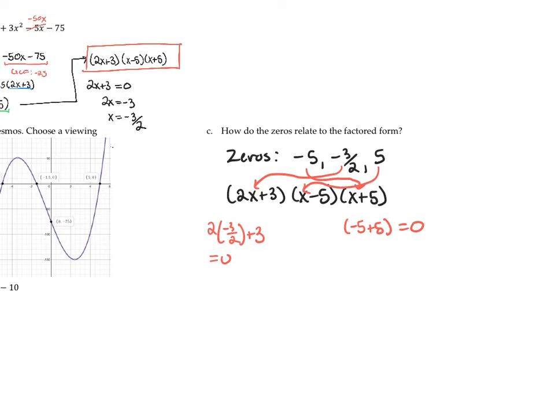So this is just the regular zero product property, and it's just applied to a higher degree polynomial. We were using it for quadratics before.